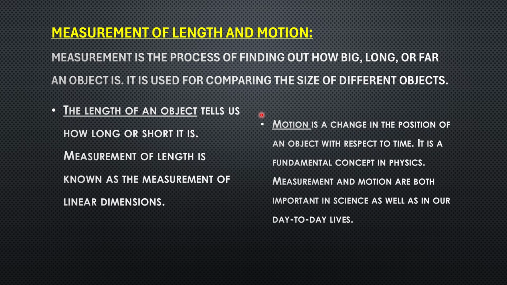Whereas when the measurement of motion is talked about, it is the change in the position of an object with respect to time. When the time is changing and the position of an object is also changing, then we say that the object is in motion. This is a basic physical concept in science. Measurement and motion are both important in science as well as in our day-to-day lives.